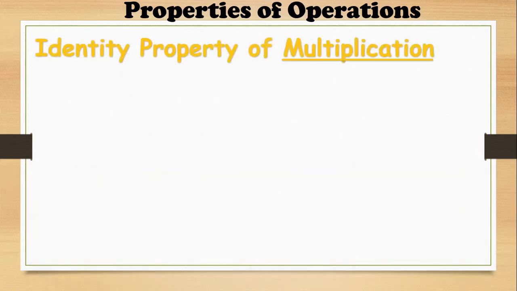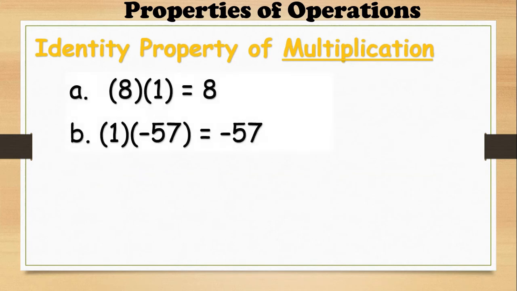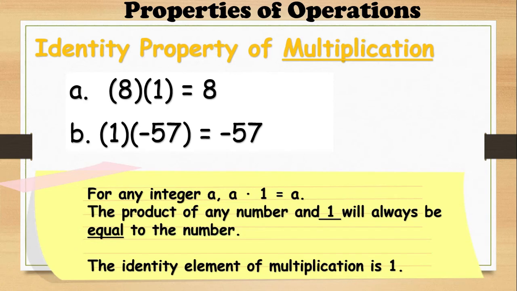Next, identity property of multiplication. So pagmasdan mabuti ulit, we have 8 times 1 equals 8. And then 1 times negative 57 equals negative 57. So halos may pagkakapareha siya dun sa addition. Pero ano yung identity element niya? Ang identity element ay 1. So for any integer a, a times 1 is equal to a. The product of any number and 1 will always be equal to the number. So the identity element of multiplication is 1.